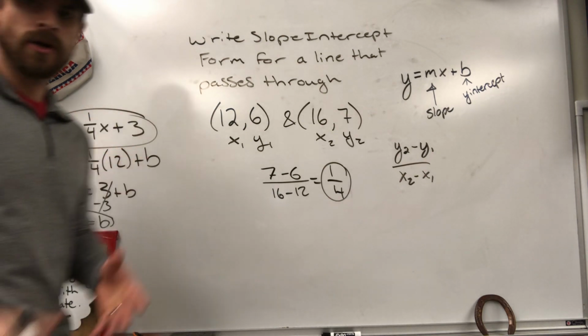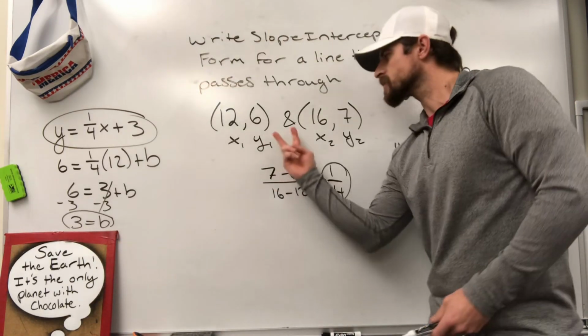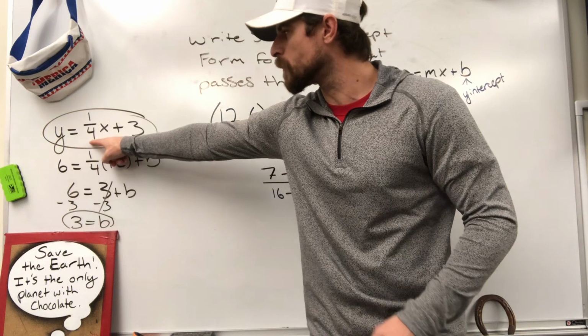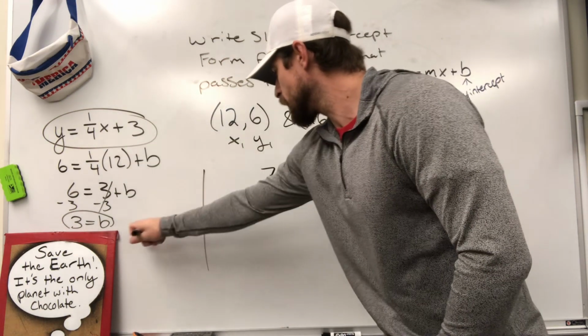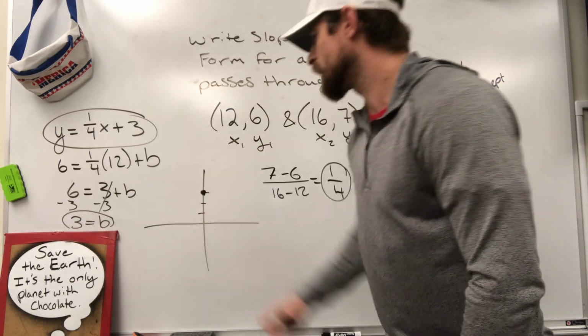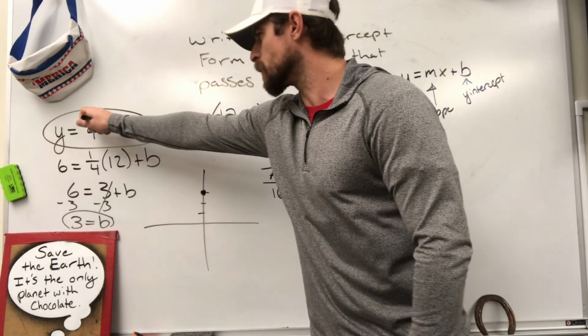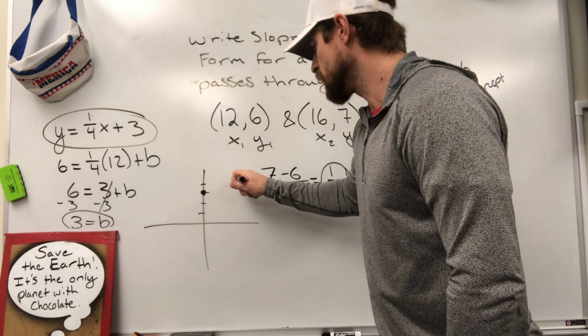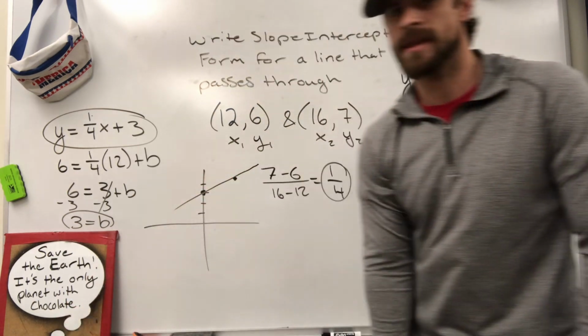The line that we are going to be looking at here that passes through (12, 6) and (16, 7) would have a slope of 1/4, and it would cross my y-axis at 1, 2, 3. So my first dot would be there, and then I would be rising 1, running 4, up 1, over 4. We'd end up having a line that looks something like that.